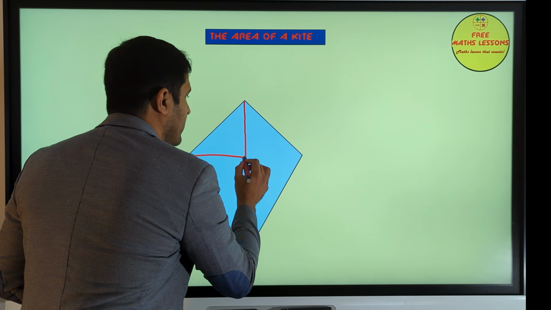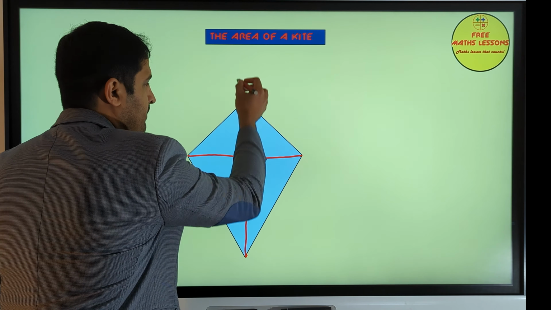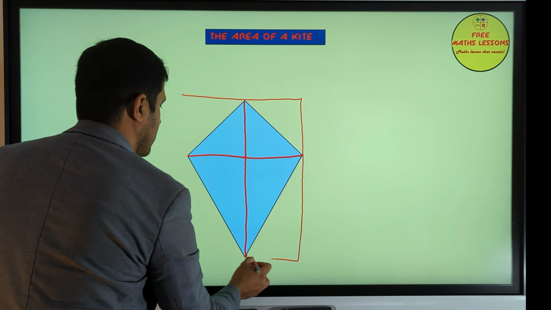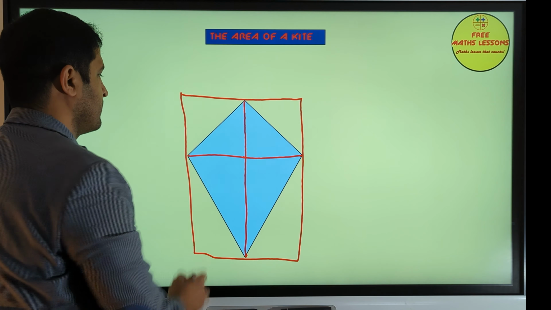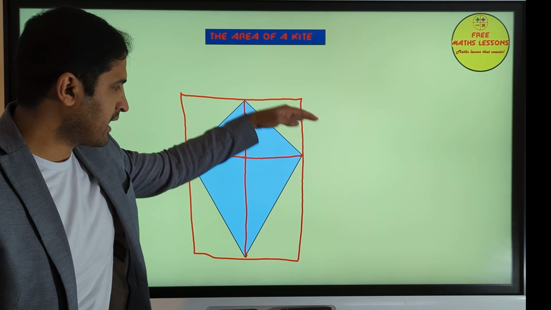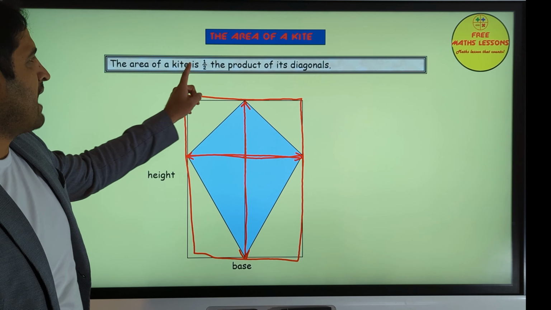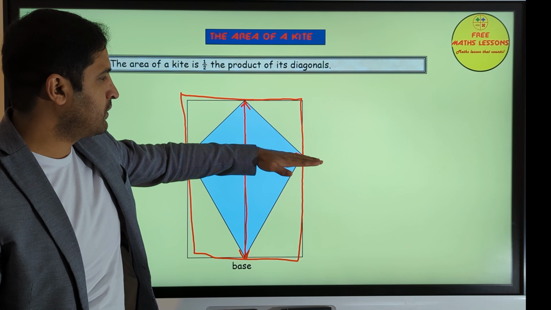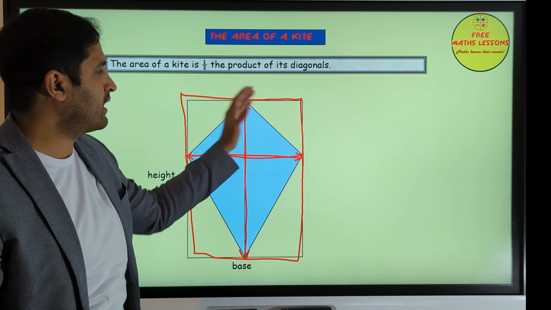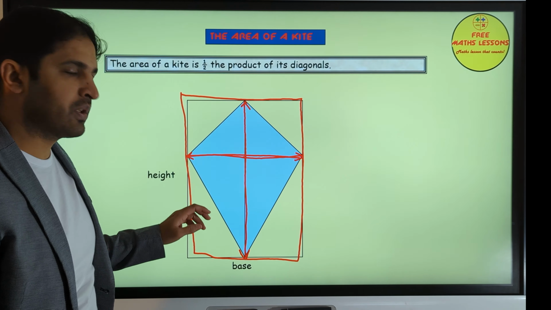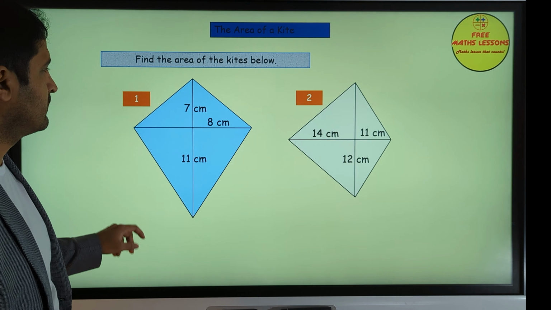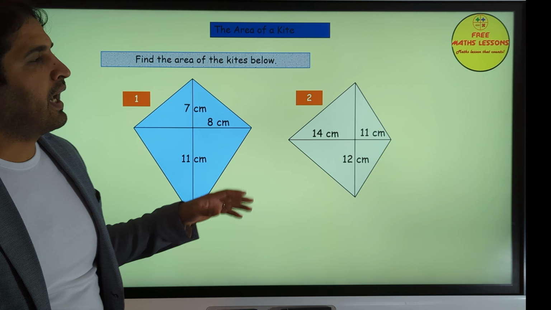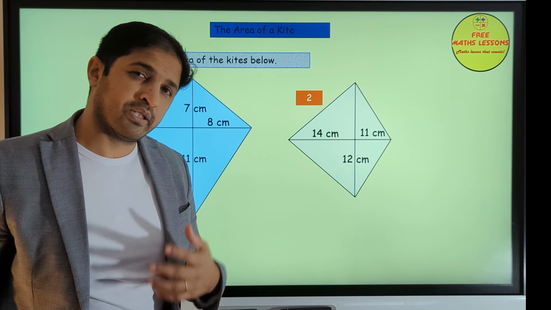And if you do the entire thing, let's say this length multiplied by that length, it gives you the area of this rectangle. Excuse my rectangle. So half of that, the area of the kite, is half the product of the diagonals. So these two diagonal lines, multiply them together and then half it. That's the quickest way you can get there. So have a go at these questions if you want to quickly. Pause the video and when you're ready, press play.